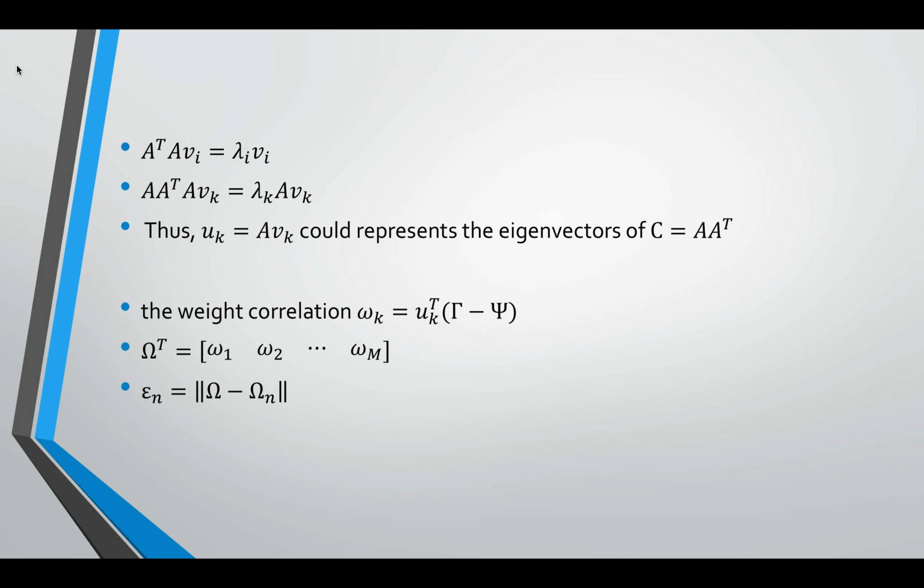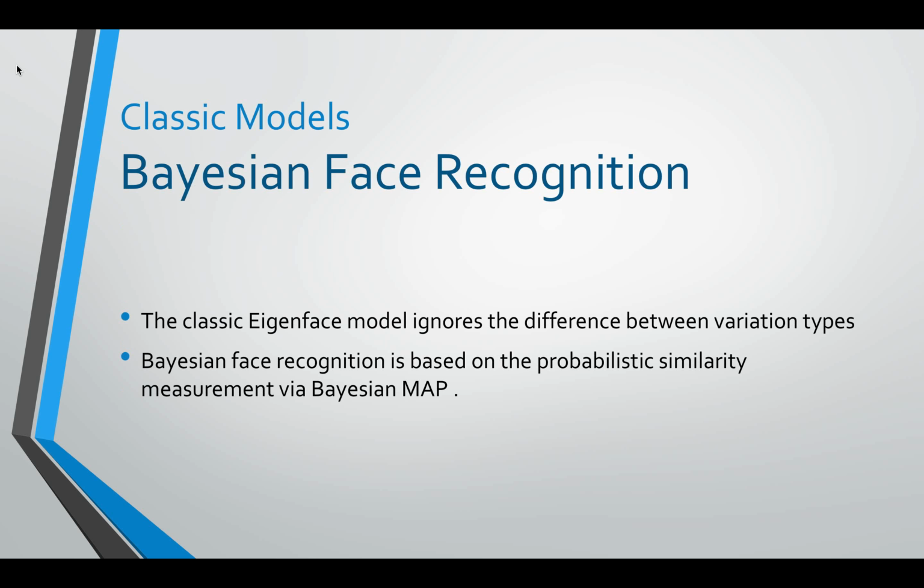One effective method to classify the testing face is to find the minimum Euclidean distance epsilon. When the minimum epsilon is smaller than the threshold, it could be classified into label n. Second is the classic Bayesian face recognition. Although the classic eigenface model considers variance, it doesn't consider the difference between variation types, since it only uses the simple Euclidean distance to achieve the classification.